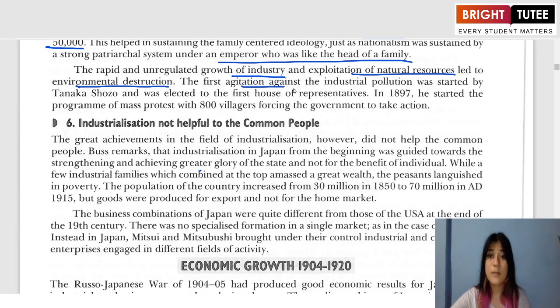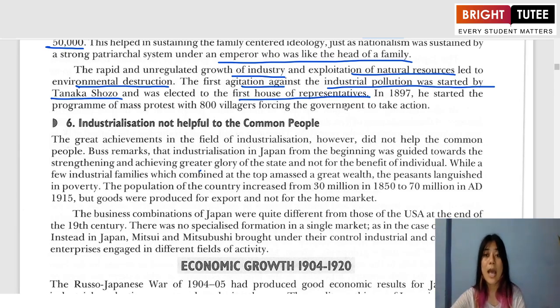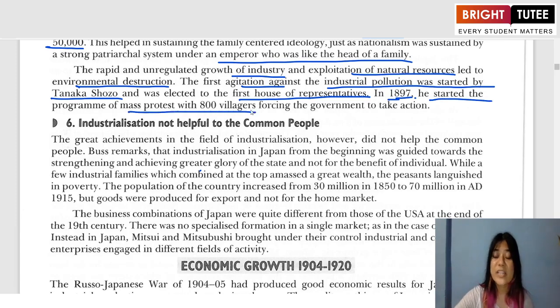Now, the first agitation, the first protest against the industrial pollution, was started by a person called Tanaka Sozo. He was elected to the first House of Representatives. Remember, we learned about the Diet, how there were two houses, House of Peers and House of Representatives. Tanaka Sozo, who protested against the industrial pollution caused by the rapid growth and development of industries and factories in Japan, was also a member of the first House of Representatives. In 1897, Tanaka started the program of mass protest with 800 villages, forcing the government to take action against the pollution caused by the industries and industrial development.